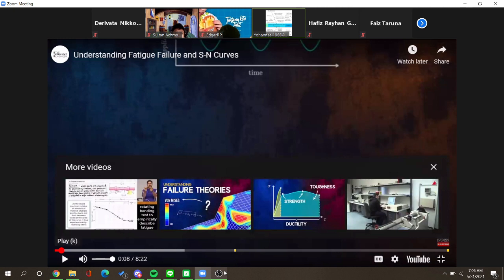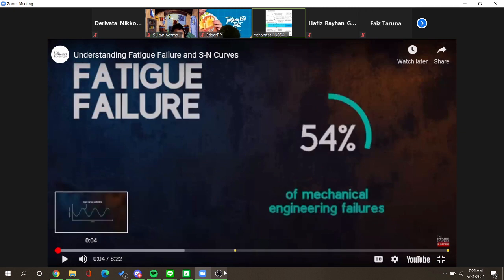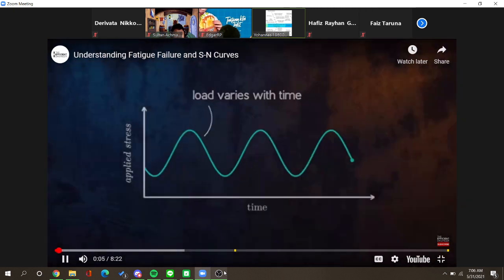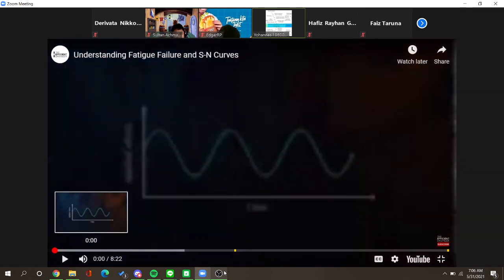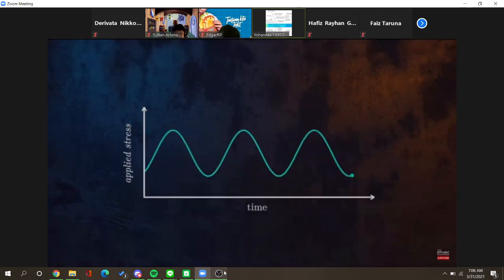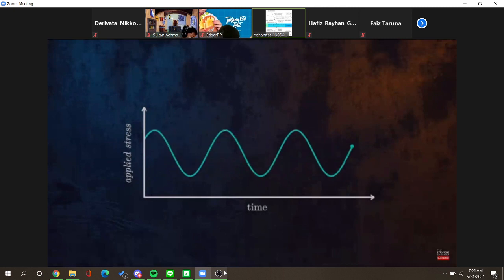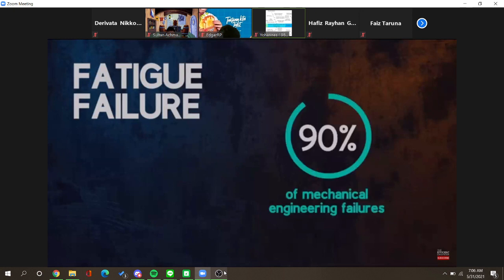Okay, let's restart again. Fatigue failure. Components which are subjected to loading which varies with time can fail at stresses well below the material's ultimate strength. This is known as fatigue failure, and it accounts for the vast majority of mechanical engineering failures worldwide.